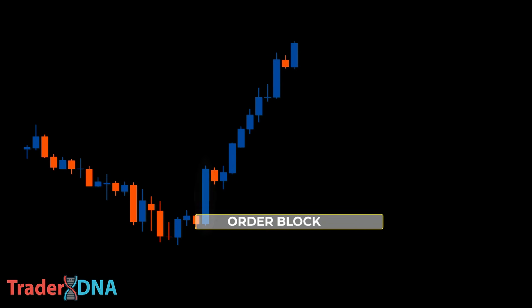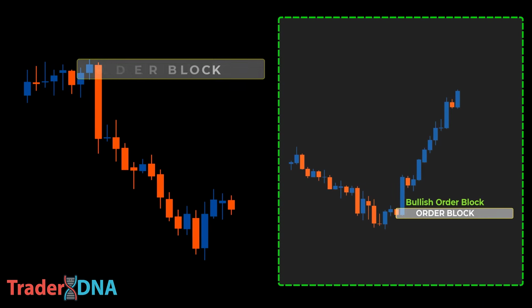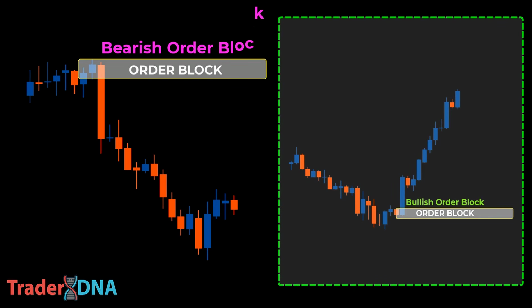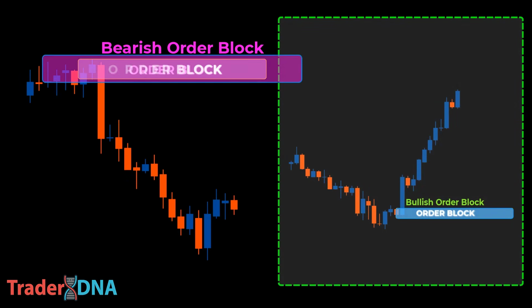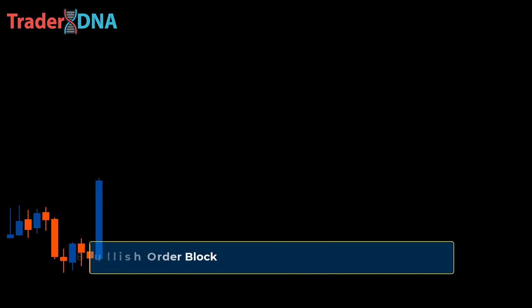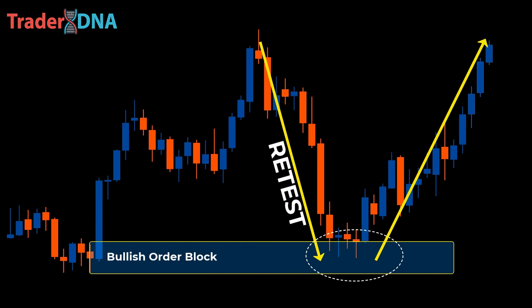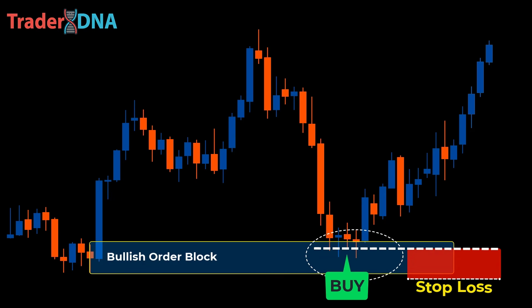There are 2 types of order blocks: bullish order blocks, which are created by large buy orders, and bearish order blocks created by large sell orders. In this video, I'll show bullish order blocks in blue and bearish order blocks in purple, but you can use any colors you prefer. Once you've identified an order block, it can create potential trading opportunities because the price often retests and bounces when it hits that area. For example, if you had bought at the order block here, you could have made some good profits.